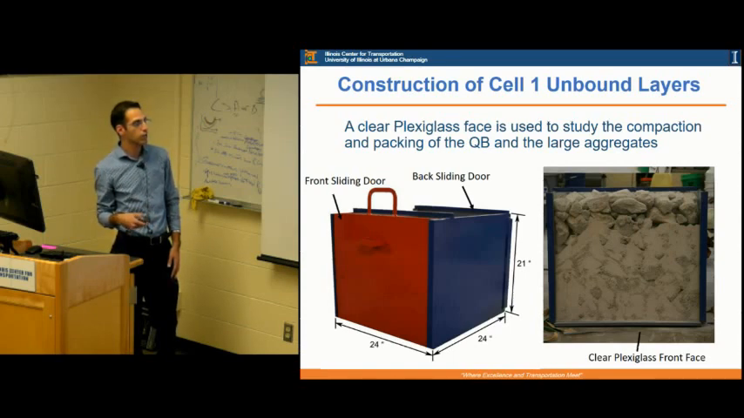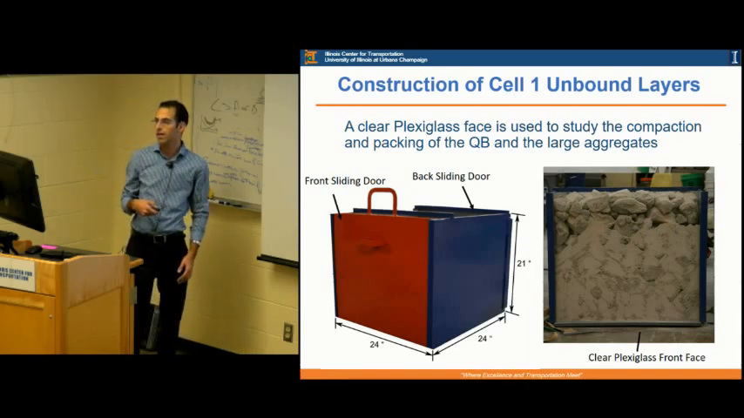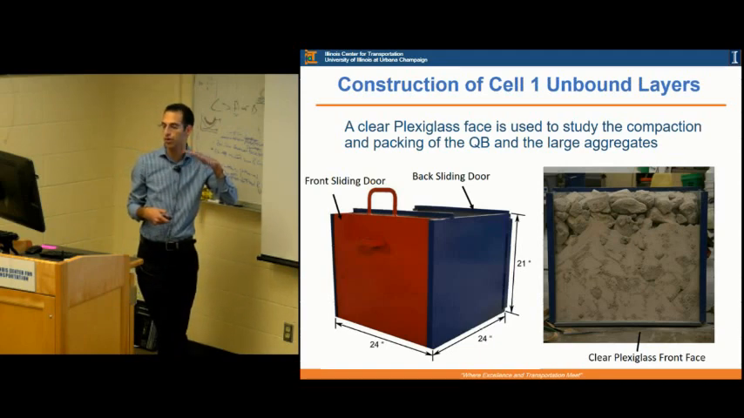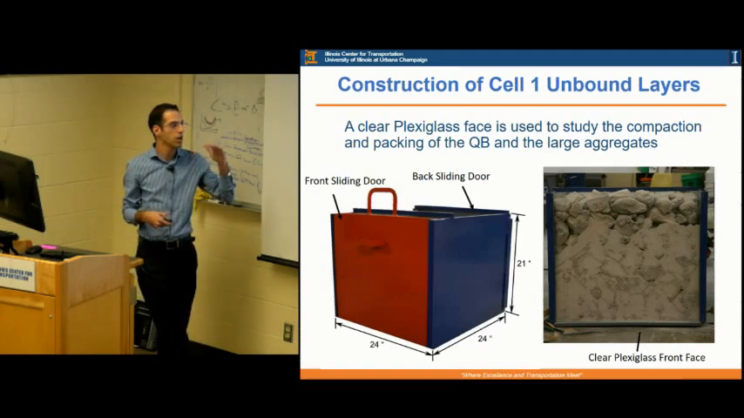The way we were doing this is that we were filling the large rocks first, putting the QB on the surface, and then using a lab-size vibratory roller to use the vibrations to percolate the quarry byproducts inside the large rocks. And we were changing different parameters.